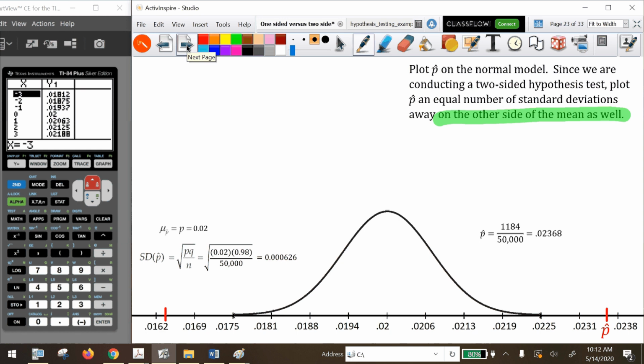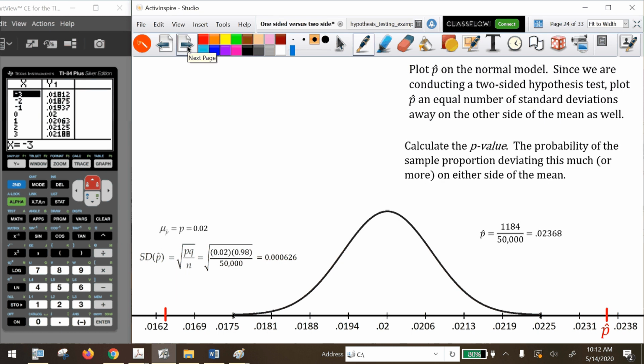Now, what we really want is the p-value, okay? The p-value is the probability of the sample proportion deviating this much or more on either side of the mean. So given that this is really going to have a 2% success rate with a standard deviation of 0.000626, what's the likelihood of obtaining a sample proportion this far from the mean, or even perhaps further on either side of the mean since it's a two-sided test? Well, let's figure that out.